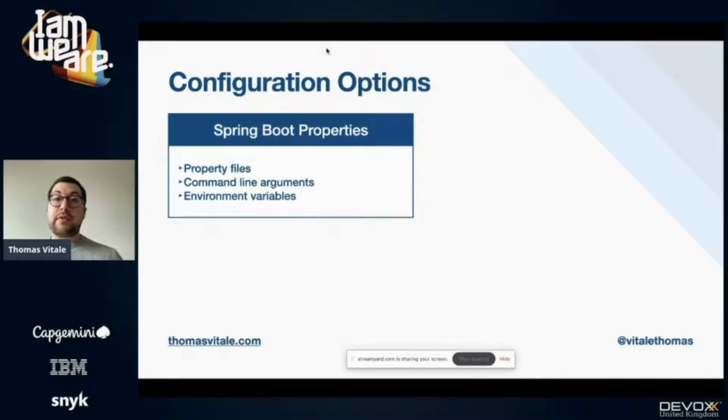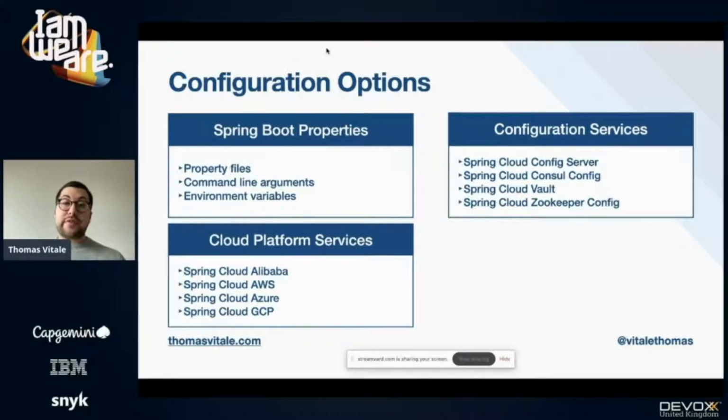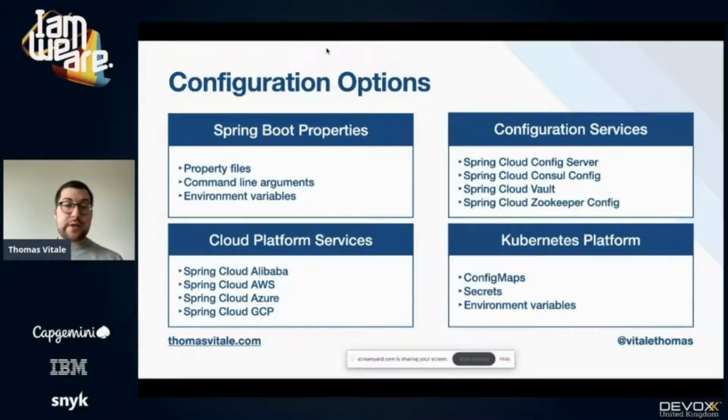But we can also rely on a configuration service. For example, we could run our own instance of a Spring Cloud Config Server, or integrate with HashiCorp Vault using Spring Cloud Vault. Then, if we deploy our applications on a public cloud platform, we can use the services provided by the platform itself. For example, if I'm deploying my applications on Azure, I could use the Spring Cloud Azure project in order to integrate with the Azure Key Vault service and get configuration from there. And finally, if we are in Kubernetes, as we are, then we can use ConfigMaps and Secrets. And that's what we're going to see right now.